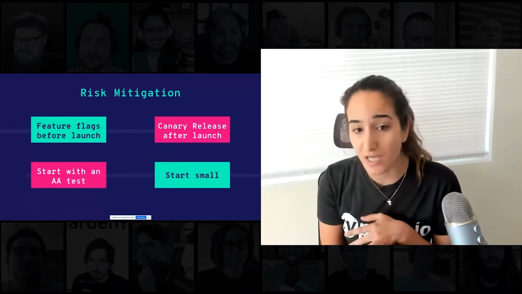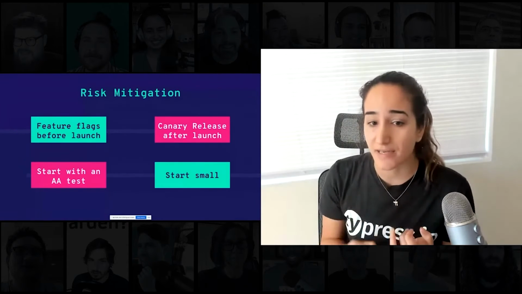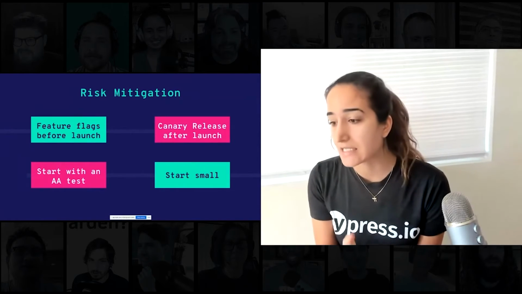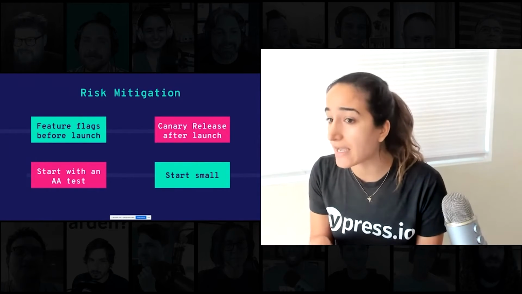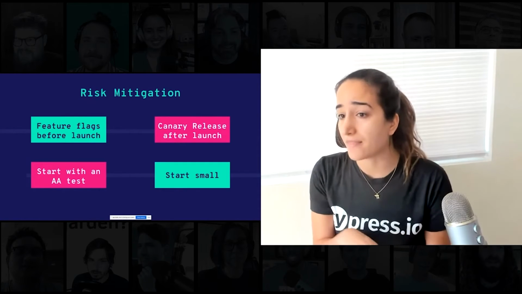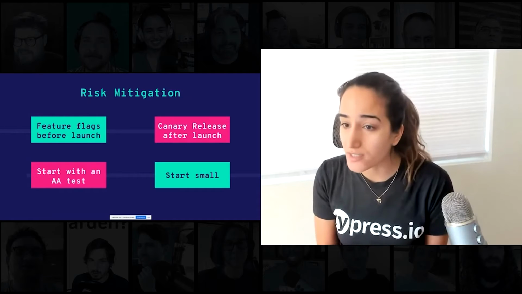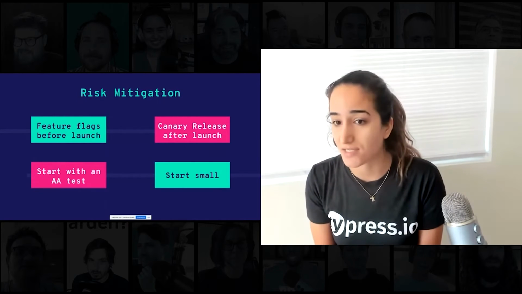So the first one we talked about was setting up feature flags before you launch. So again, you target your internal teammates, test with those people manually and set up automation, and then turn the feature flag on, already knowing that your feature works and you didn't break anything that was existing.